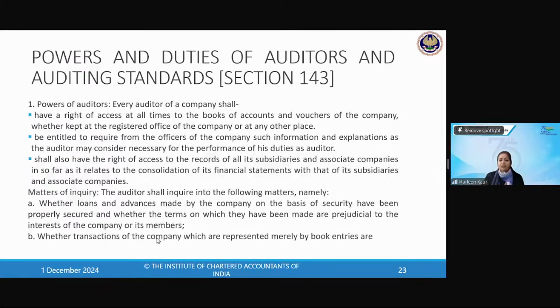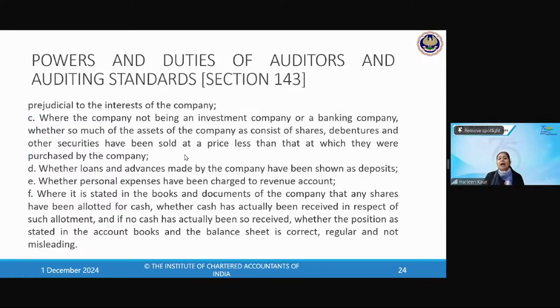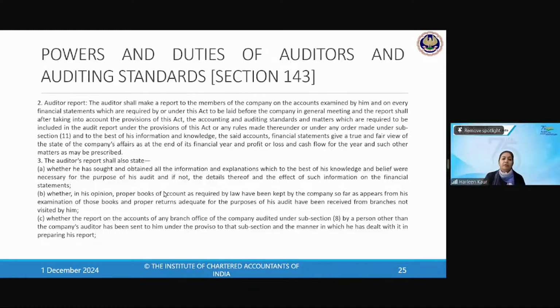Number one, loans and advances. You can check mere book entries. And if it is not an investment and banking company, if you're selling the assets for less than the purchase price, if the loans and advances have been treated as deposits, or personal expenditures have been booked to revenue account. And if any cash allotment, shares allotment has been made, whether cash has actually been received by the company or not. All these things in detail have to be seen.